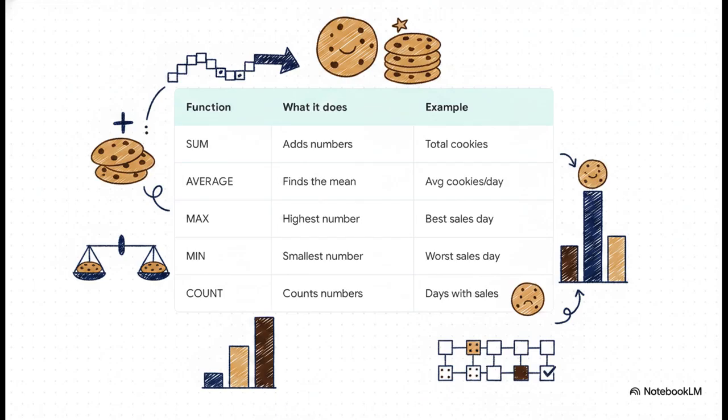So sum adds your numbers up, giving you the total cookies sold for the week. Average finds the mean, right? So you instantly know your average daily sales. Want to know your absolute best day? You use max to find the highest number in a list, which, in this case, is Saturday. Awesome. And if you want to find the smallest value to see your worst sales day, that's min, which unfortunately happens to be Thursday. Finally, count simply tells you how many cells have numbers in them. This is absolutely perfect for checking if any days of recorded sales are completely missing from your list.